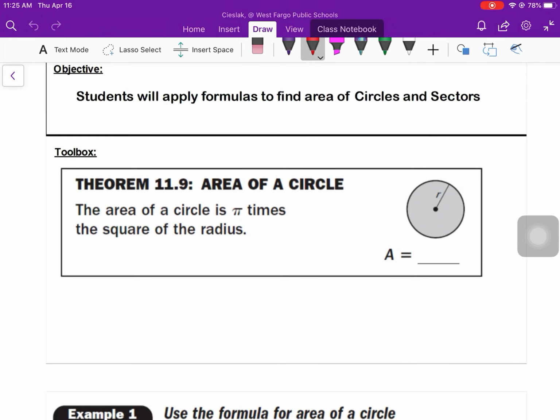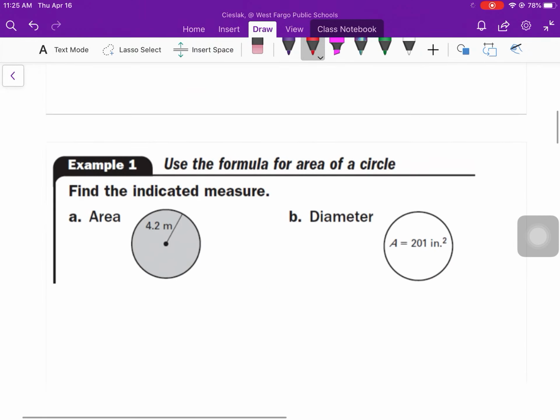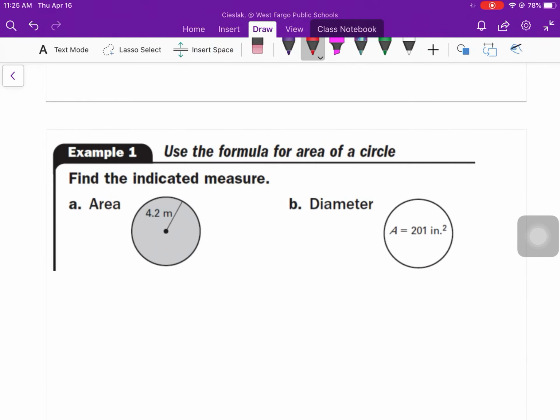Theorem 11.9 tells us the area of a circle, pi r squared. Remember, r squared is different than 2 times r, so make sure you actually square the value. So that's nothing new. Let's dive into a couple of examples right off the bat. First one, find the indicated measure.